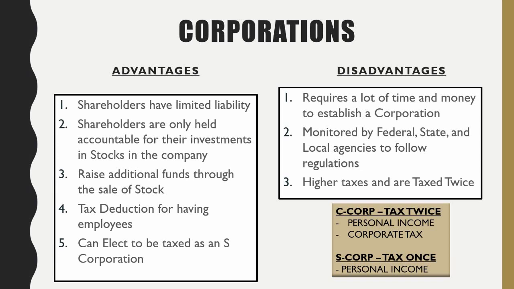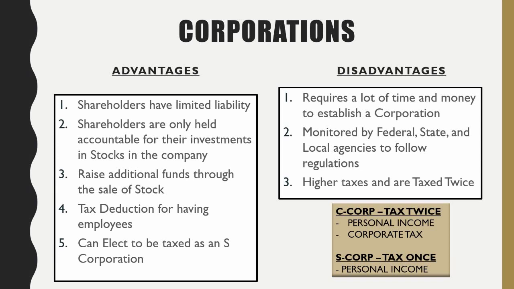So again, these things can easily get swept under the rug, and that's why it's really heavily monitored by the federal, state, and local government, just because corporations have that connotation that they are trying to cheat the government, try to save money on taxes, and so on and so forth, okay? And then number 3, higher taxes if they are taxed at C corporation level.